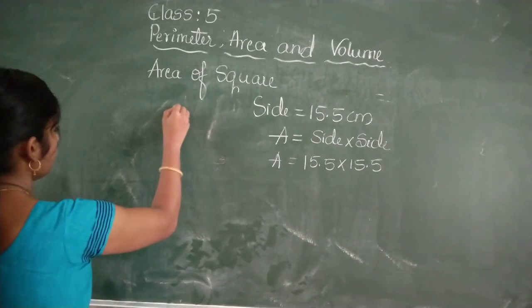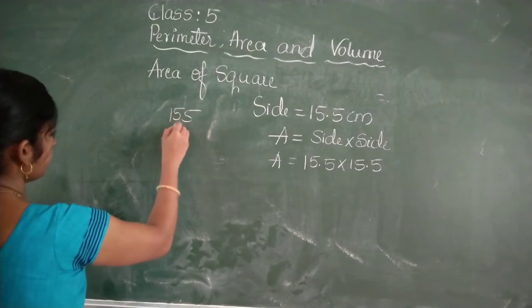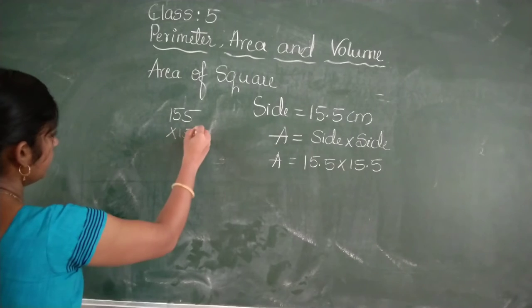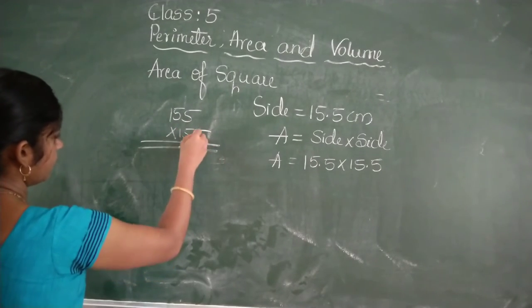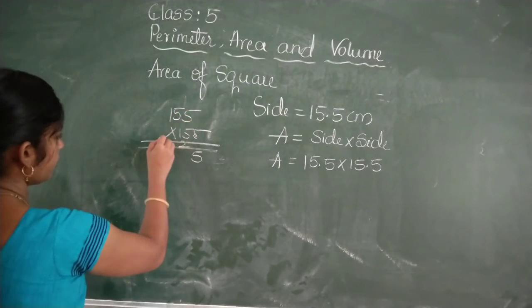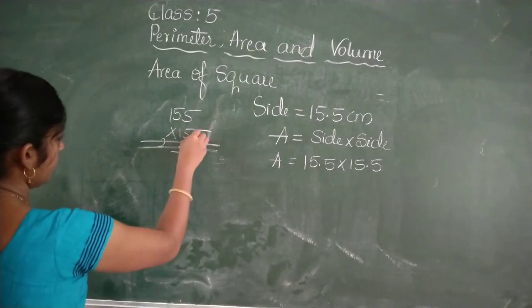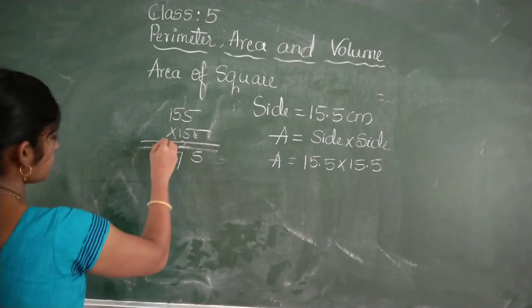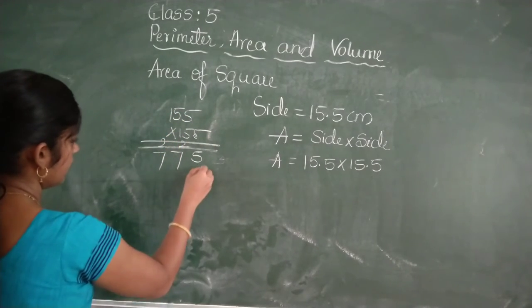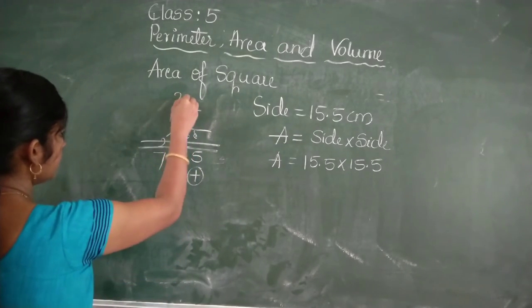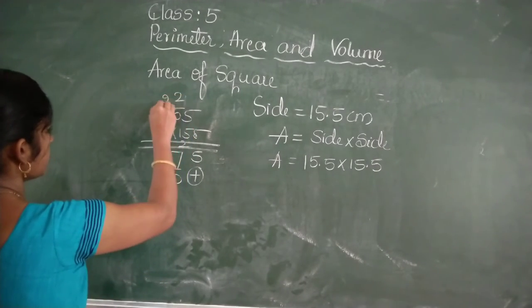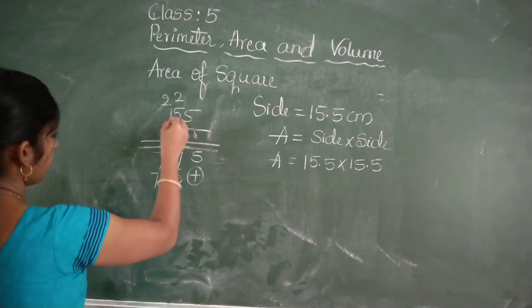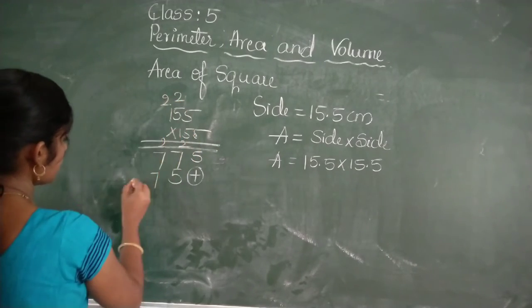Then how to do this? See here, 155 into 155. 5 5s are 25. 25 plus 2 is 27. 5 1s are 5. 5 plus 2 is 7. Here leave one place. 5 5s are 25. 25 plus 2 is 27. 5 1s are 5. 5 plus 2 is 7.